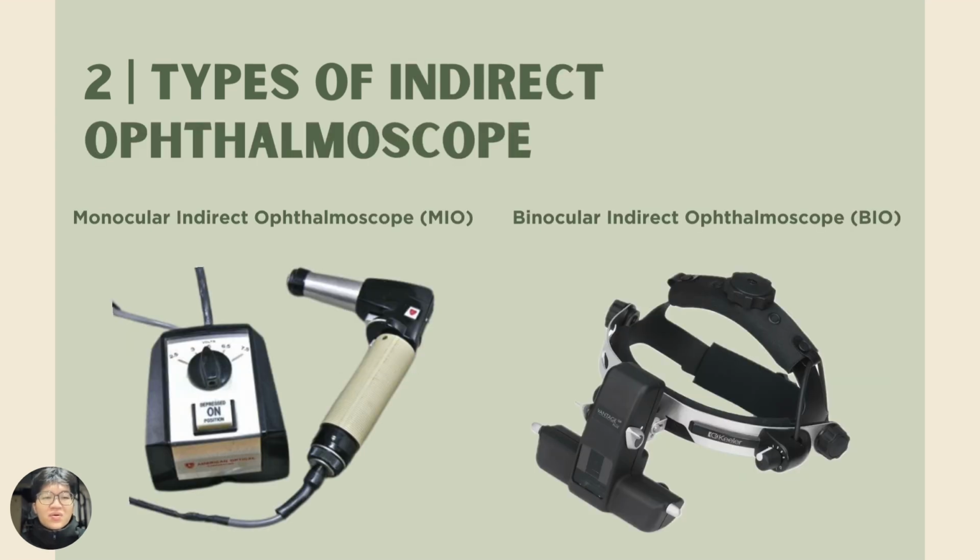Now, under indirect ophthalmoscope, there are two types: monocular indirect ophthalmoscope, or MIO, and binocular indirect ophthalmoscope, or BIO. Here's a photo of the instruments mentioned.